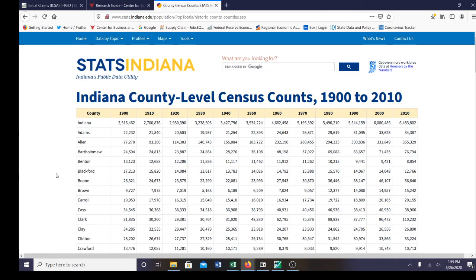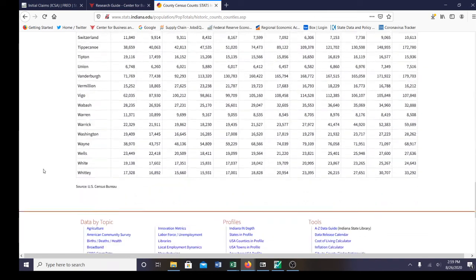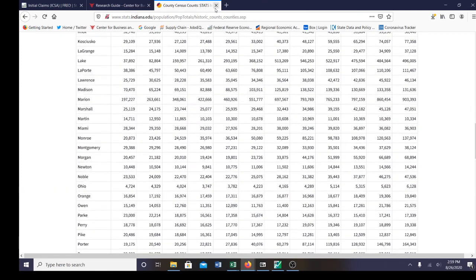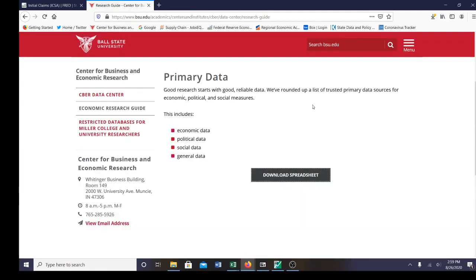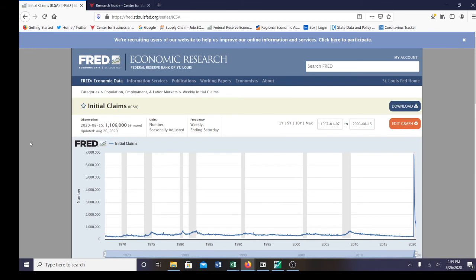And these are the types of things that we could quickly examine using some of the statistical tools that we'll talk about as time goes on. But one of the easiest places to get data is this website, the Federal Reserve Economic Data site.